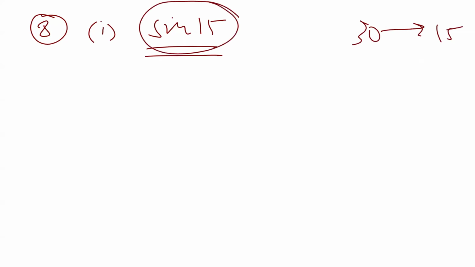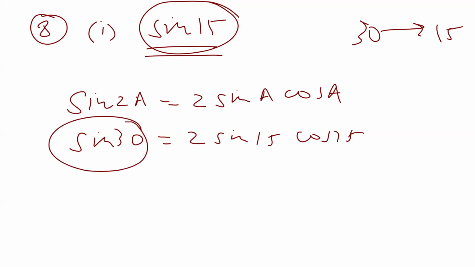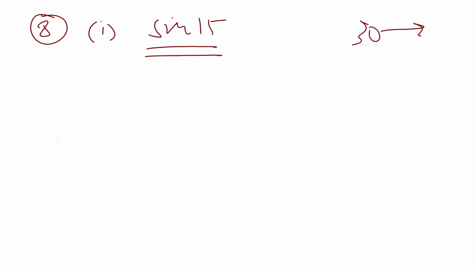So how is it done? Let's see. Sine 2a is equal to 2 sine a cos a. So sine 30 is equal to 2 sine 15 into cos 15. So we have the value of sine 30 and this value we know, but we don't have the sine 15 value and cos 15 value. So this formula won't work over here. Okay, let's think of a better option.